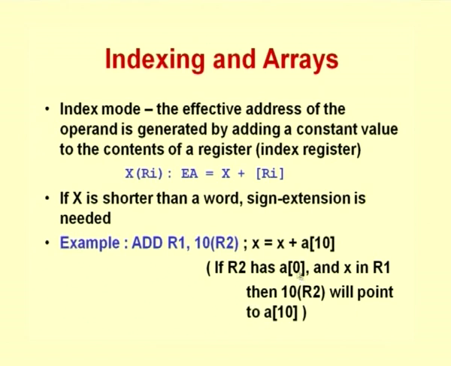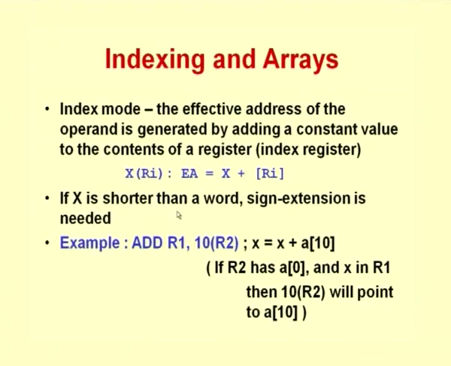So, if A of 0 is in R2, 10 plus A of R2 will give me A of 10, right. So, that is specified using this indexed addressing mode as Add R1, 10(R2). Now, what will happen here is that if x is shorter than a word, then normally sign extension is needed to do this addition, right.